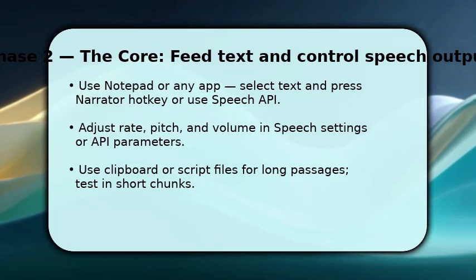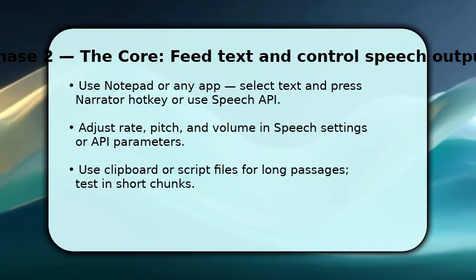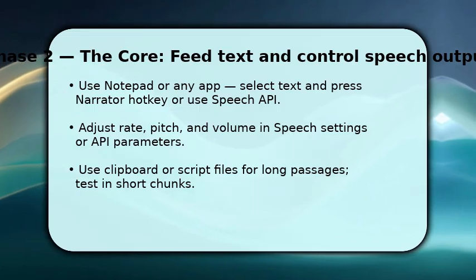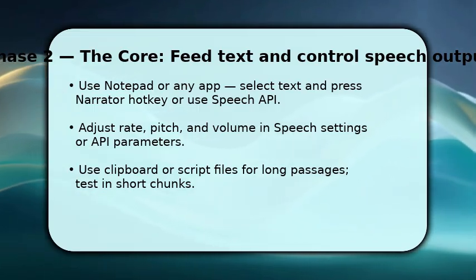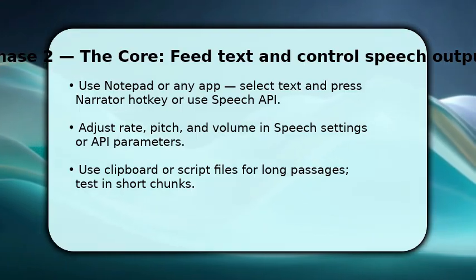Next, you feed text to the system engine. Use a text editor or an app that calls the Windows Speech API. Select the text and trigger narrator or your chosen hotkey. You should adjust rate and pitch in speech settings because natural pacing prevents robotic output.